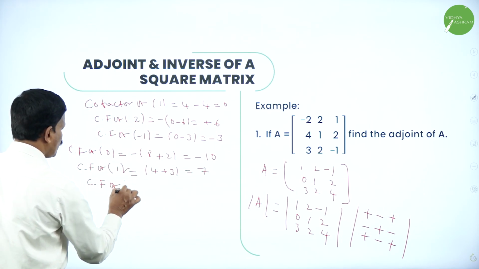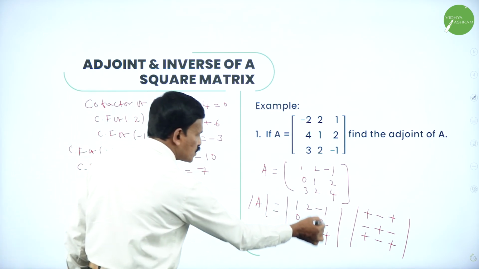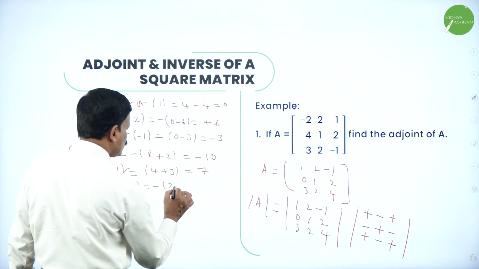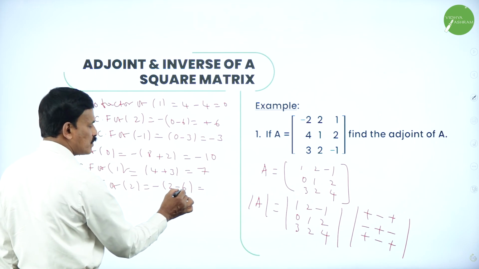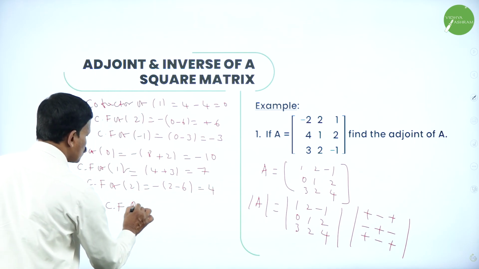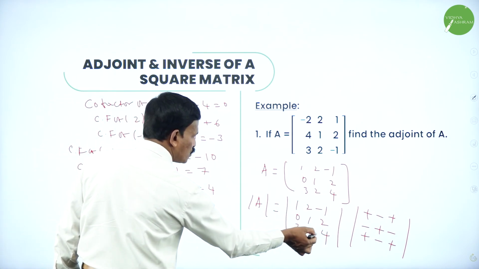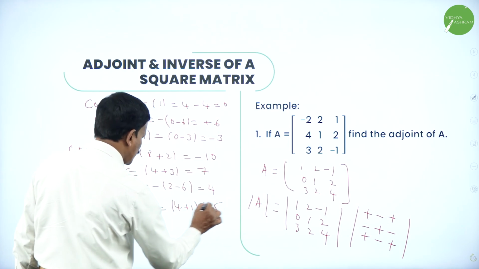Similarly, cofactor of 2, it is minus. This row and column is gone. 1 2s are 2, minus 3 2s are 6. So this is 2 minus 6 is minus 4, minus into minus plus 4. And coming to the last row, cofactor of 3 is equal to, this row and column is gone, 2 2s are 4 plus 1, this is equal to 5.